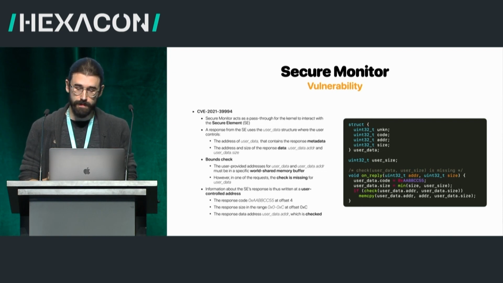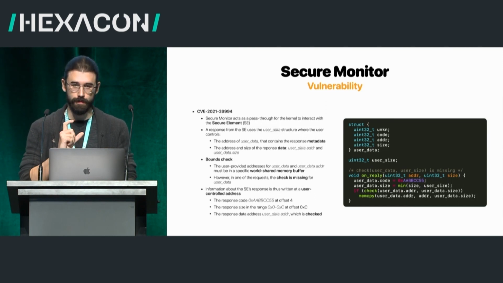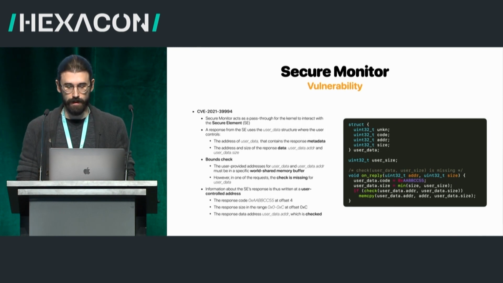When a request is sent to the secure element, the response that is returned uses the user data structure that you can see on the right. In this structure, the user controls the address of the response metadata, so that's the address of the user data structure itself, and the address of the response data. And this is an address that is stored in the ADDR field of the user data structure. As you would expect, because both of these addresses are user controlled, there are checks that are enforced to make sure that they are in a specific world shared memory buffer.